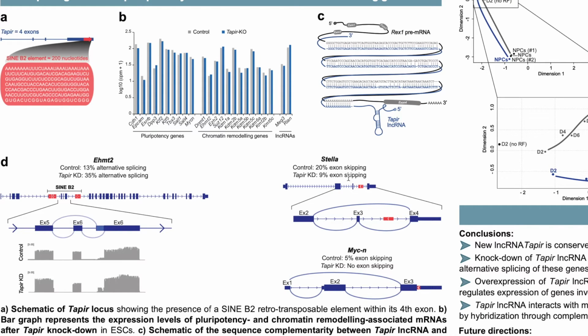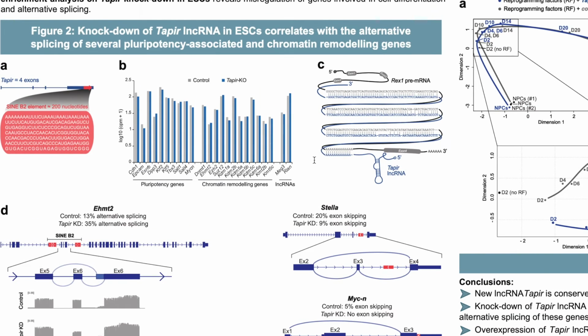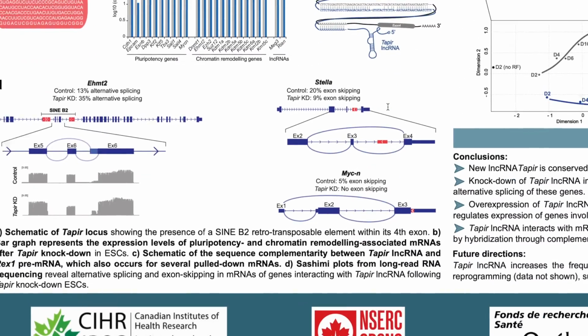And we see this in multiple other pluripotency genes like Stella and MYC. And we think it's through the hybridization of Tapir with SINE element sequences that are found in the RNA. Here's an example of REX1 RNA. You can see a very strong homology of an inverted SINE element in the REX1 pre-mRNA.